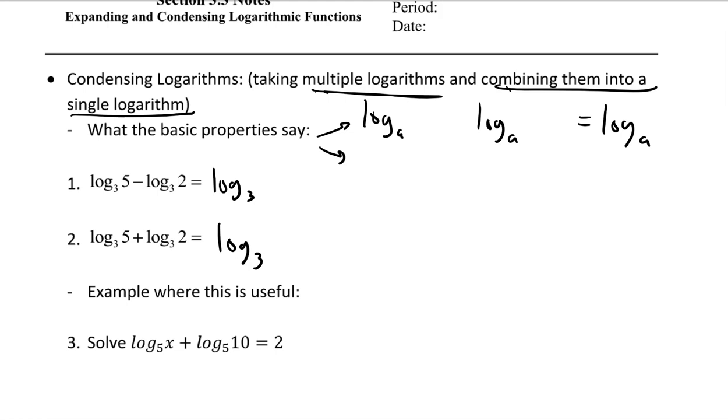And the first one says if you had some number b here, some number c here, and you had a subtract in between them, that condenses with division. So the first one becomes your numerator, the second one becomes your denominator. So subtraction condenses into division.